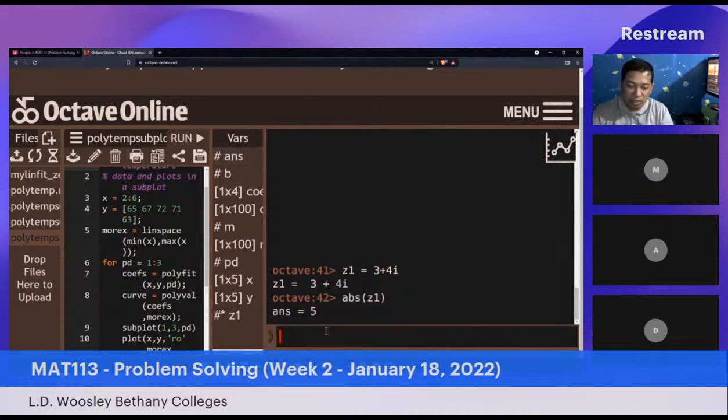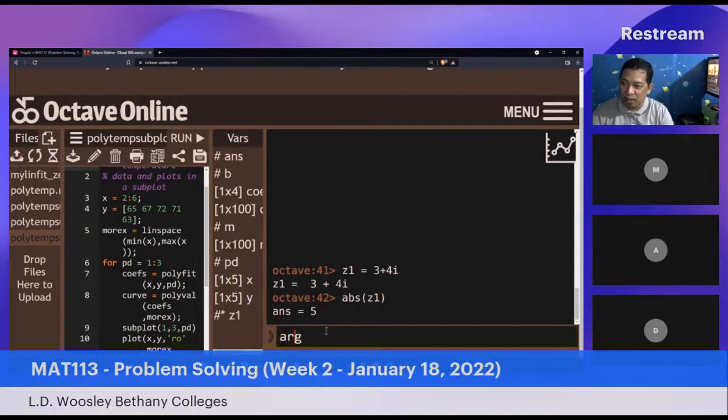When we say absolute, that is the magnitude. How will you solve for the magnitude? You just get the hypotenuse, assuming that the real part is on the x-axis and the imaginary part is on the y-axis. So that is the implication of getting the absolute value, which is equal to 5. 3 squared plus 4 squared is equal to 25. Getting the square root is 5.